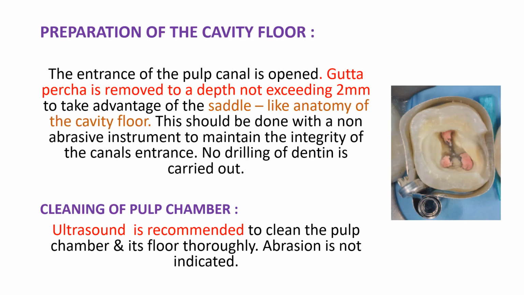Preparation of the cavity floor. The entrance of the pulp canal is opened. Gutta percha is removed to a depth not exceeding 2 mm to take advantage of the saddle-like anatomy of the cavity floor. This should be done with a non-abrasive instrument to maintain the integrity of the canal's entrance. No drilling of dentin is carried out.